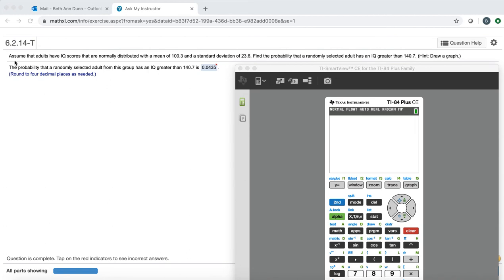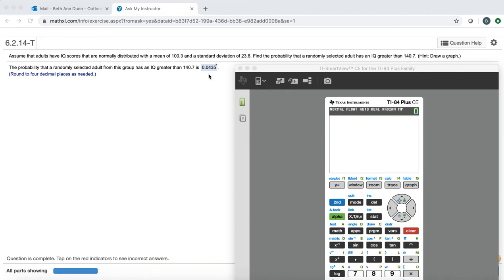So the question was, assume that adults have IQ scores that are normally distributed with a mean of 100.3, so there's the mean, and a standard deviation of 23.6, that's the standard deviation. Find the probability that a randomly selected adult has an IQ greater than 140.7. And then it says hidden draw graph.